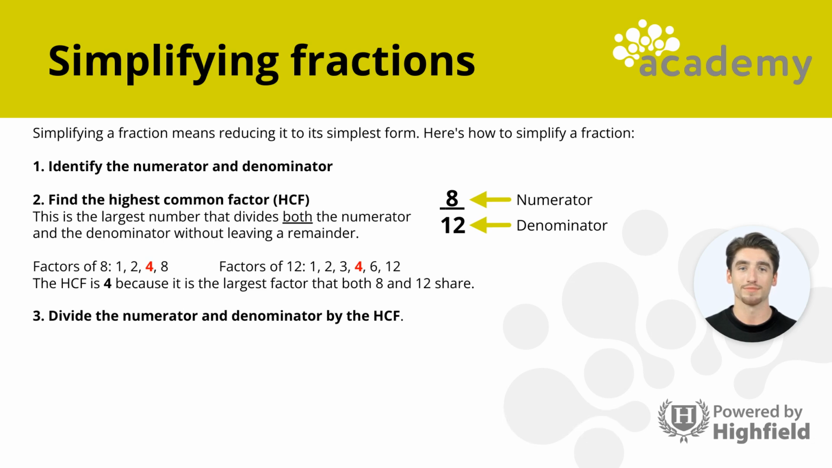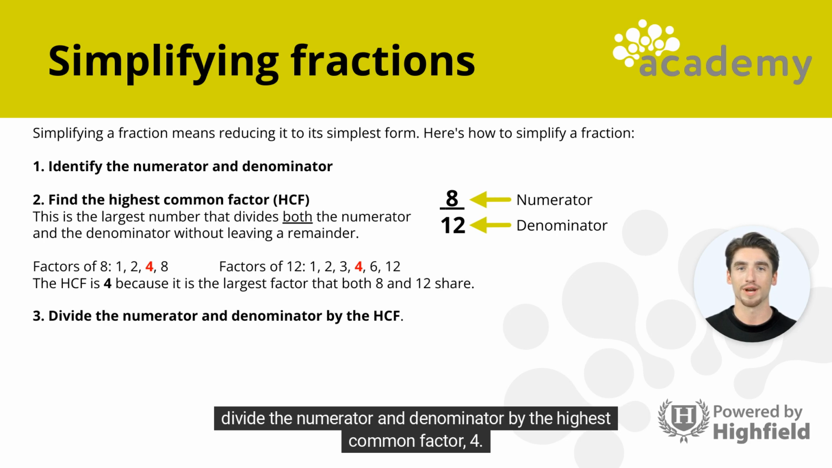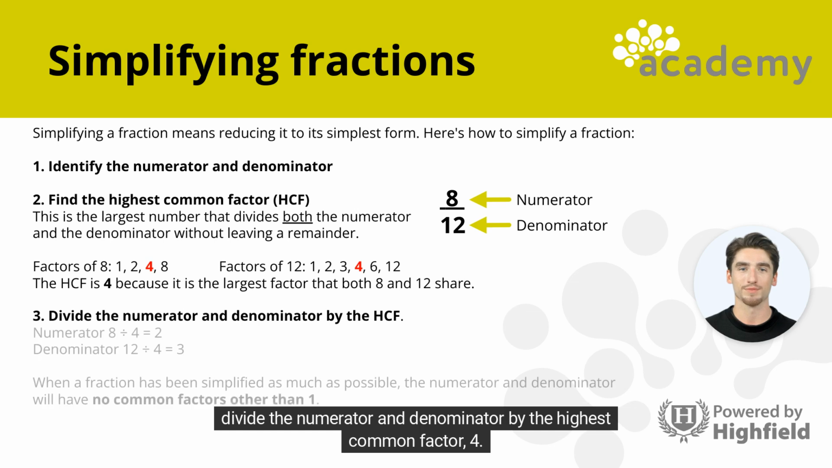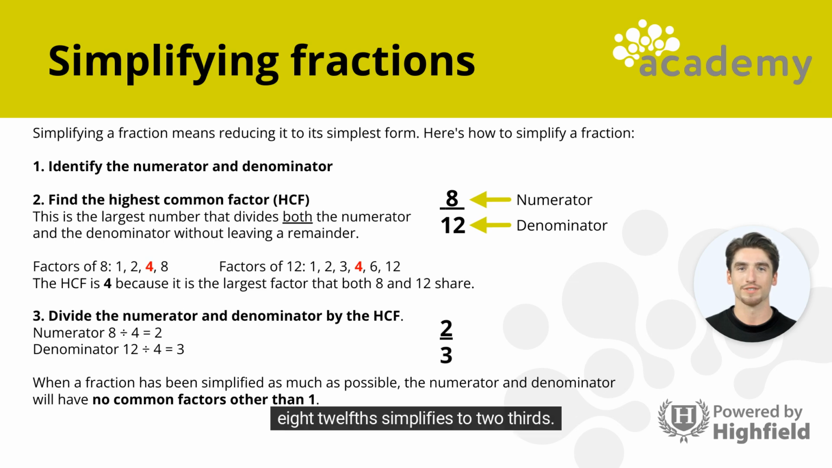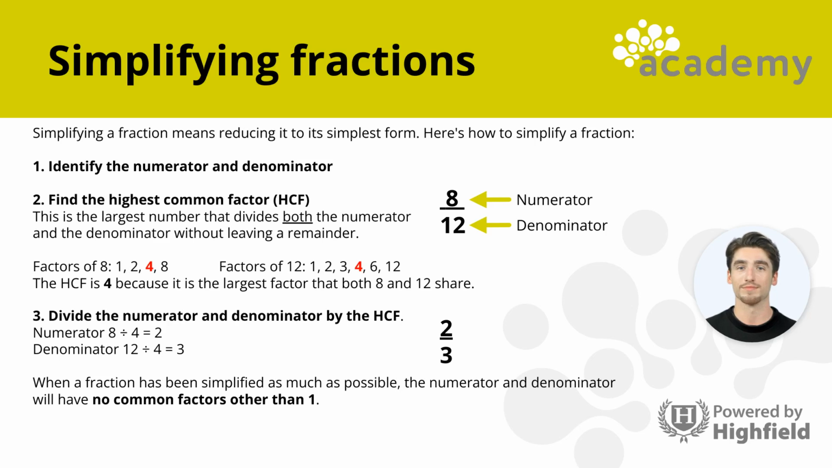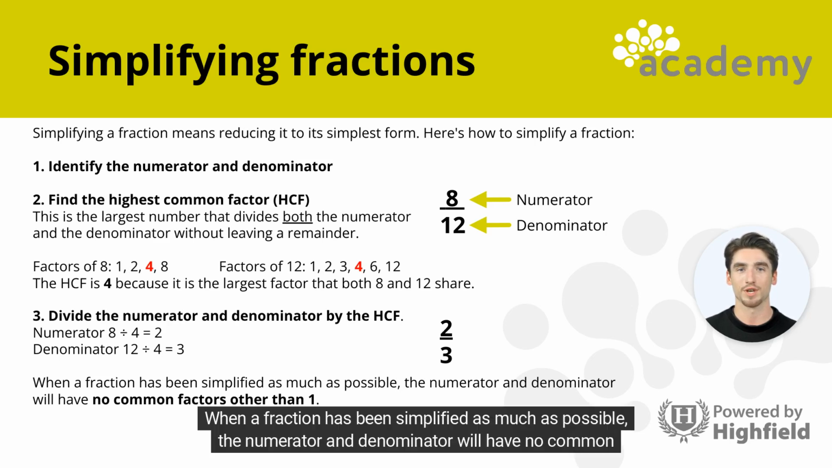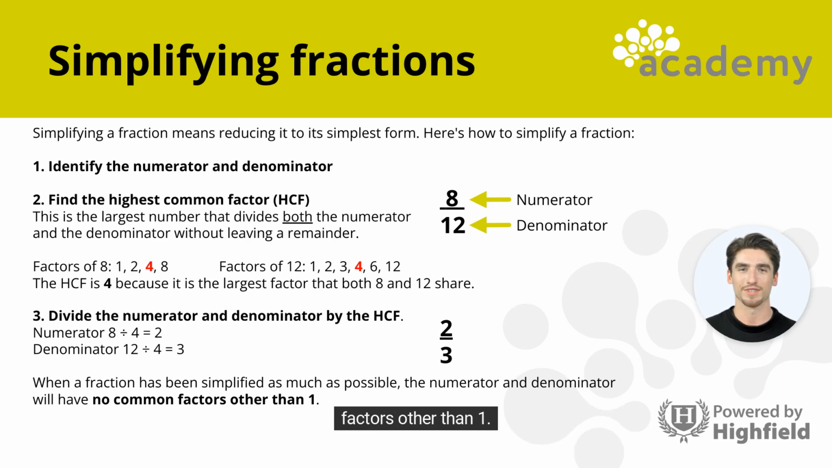Step 3. Divide the numerator and denominator by the highest common factor, 4. 8 divided by 4 equals 2. 12 divided by 4 equals 3. 8/12 simplifies to 2/3. When a fraction has been simplified as much as possible, the numerator and denominator will have no common factors other than 1.